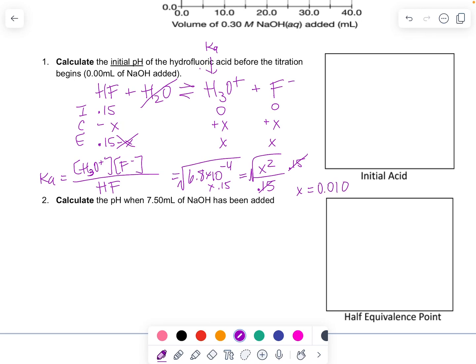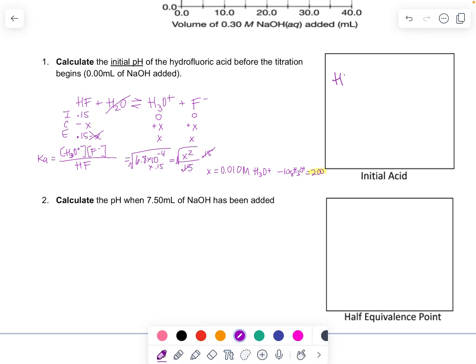And I will get an X is equal to 0.010 molar H3O plus. Now the question asked for the pH, and so I will need to take the negative log of that concentration. And I get a value of 2 for my pH. To model that, I would just have my HF, and so little of it ionizes, you can really keep it all together. You could make this one H plus and F minus if you want, just to show that some of it ionizes, but I am just going to keep them all together because that value is so tiny.